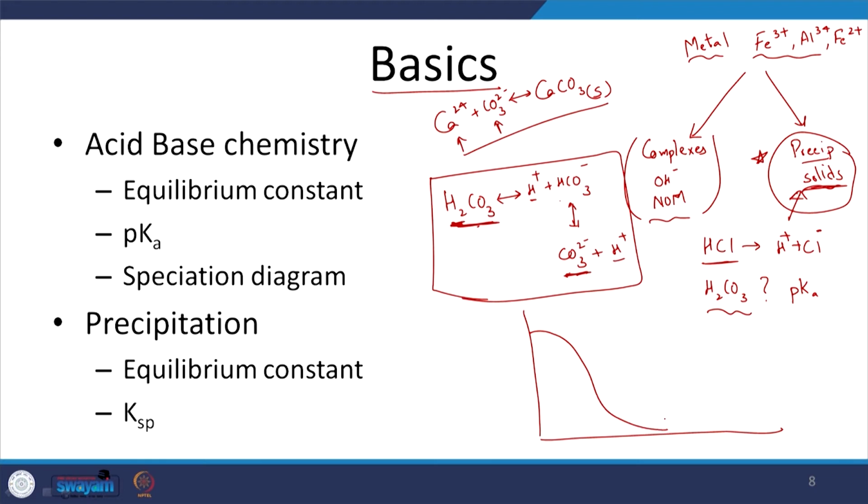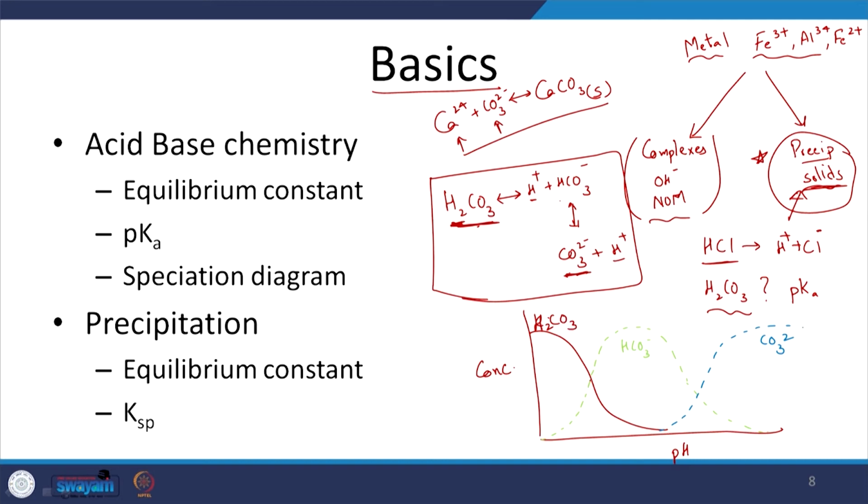This is called the speciation diagram. Here I will have the relative concentrations on the y axis, and the pH on the x axis. Here I will have the HCO3- profile, and here I will have the CO3 2- profile. Let me write them down. So, this is CO3 2-, and the other one that predominates in this region is HCO3-. The one that predominates out here, I guess, is H2CO3.